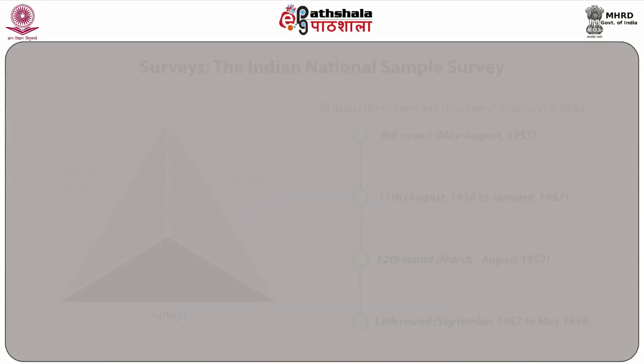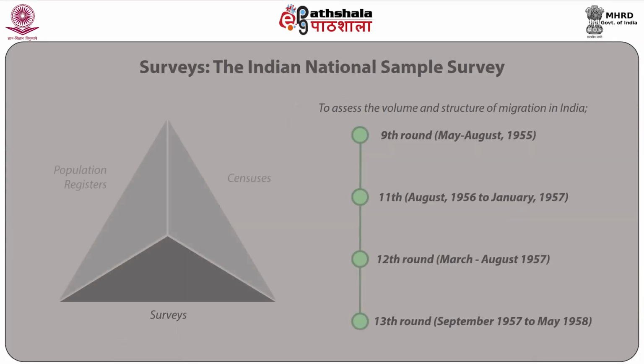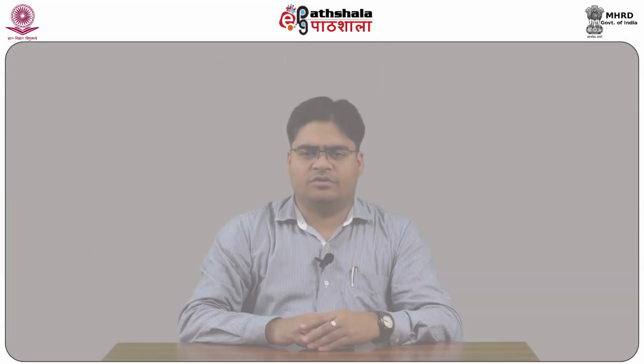To assess the volume and structure of migration in India, NSSO, starting with the ninth round in 1955, conducted a number of surveys to collect data on migration as part of its employment and unemployment inquiries. In the 9th, 11th, and 12th rounds of survey, migration particulars were collected for the labor force population only. From the 13th round of 1957-58 onwards, more detailed information on migration has been collected.